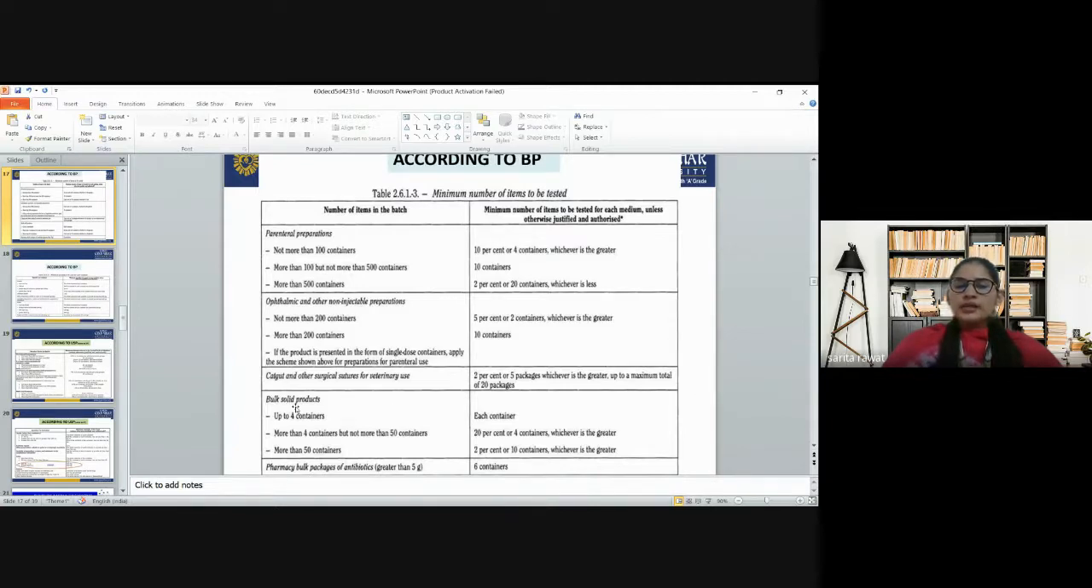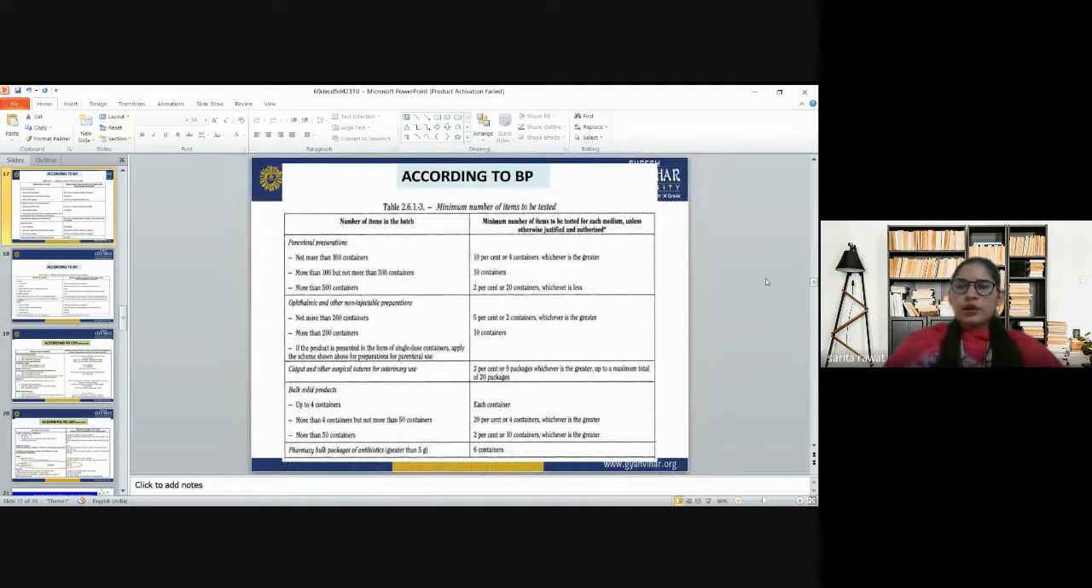Now, for bulk solid preparations, if there are up to 4 containers, we have to test each container. But if there are more than 4 containers but not more than 50 containers, we have to take 20% or 4 containers, whichever is greater. And if there are more than 50 containers, we have to take 2% or 10 containers, whichever is greater. Now, pharmacy bulk packages of antibiotics: if greater than 5 gram, we have to take 6 containers for sterility testing. So this is according to BP.